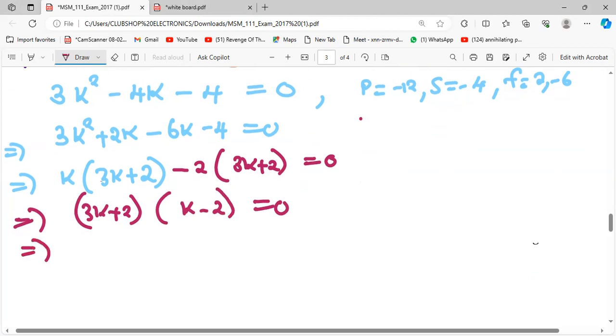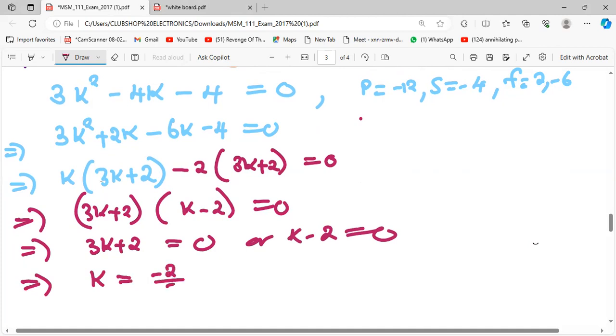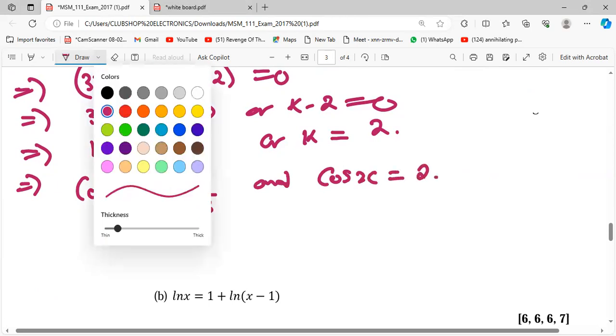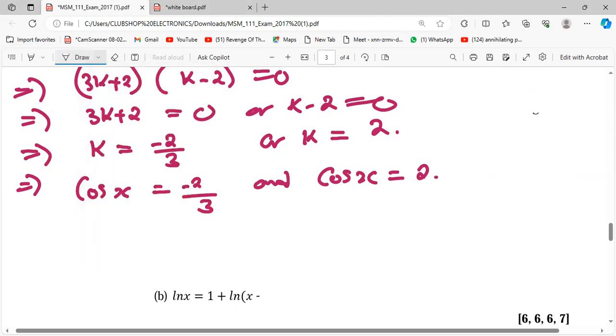Implying that 3k plus 2 equal to 0 or k minus 2 equal to 0. So when we solve, we discover that k will be equal to negative 2 over 3 or will be equal to 2. And remember, k is cos x. This implies that cos x equal to negative 2 over 3 and cos x equal to 2. Okay, we are almost done.